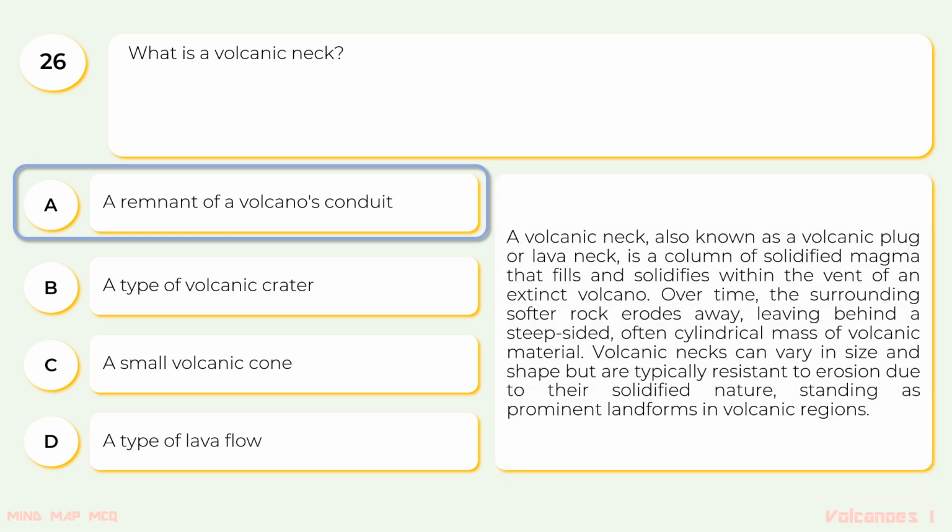A volcanic neck, also known as a volcanic plug or lava neck, is a column of solidified magma that fills and solidifies within the vent of an extinct volcano. Over time, the surrounding softer rock erodes away, leaving behind a steep-sided, often cylindrical mass of volcanic material. Volcanic necks can vary in size and shape but are typically resistant to erosion due to their solidified nature, standing as prominent landforms in volcanic regions.